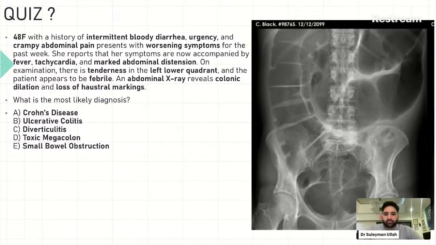Next one. So, a 48-year-old lady, intermittent bloody diarrhea, urgency, and crampy abdominal pain, worsening symptoms for the last week. She reports that her symptoms are now accompanied by fever, tachycardia, marked abdominal distension, and she has tenderness in the left lower quadrant, and she appears to be febrile. What do you think from this?